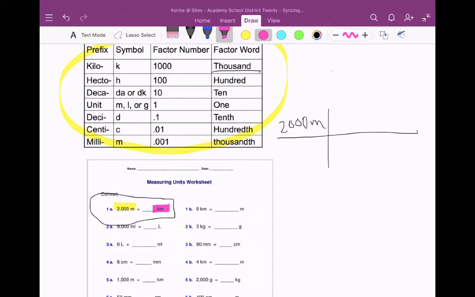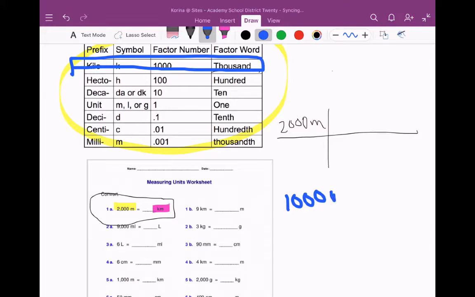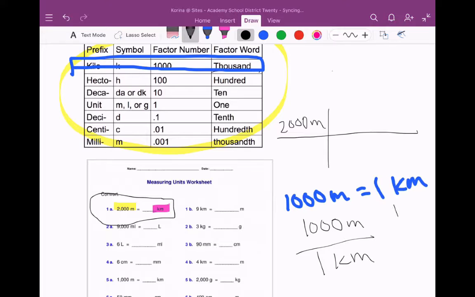If we look back up at our factor chart, we're going to use kilometers because that's what we're trying to get to. And we know that our factor number is 1,000, which means that there are 1,000 meters in 1 kilometer. When we have ratios like this, we can write them as fractions. So we could write this 1,000 meters equals 1 kilometer as a fraction ratio, 1,000 meters over 1 kilometer. Or we could write it 1 kilometer over 1,000 meters. Either one of these would work.